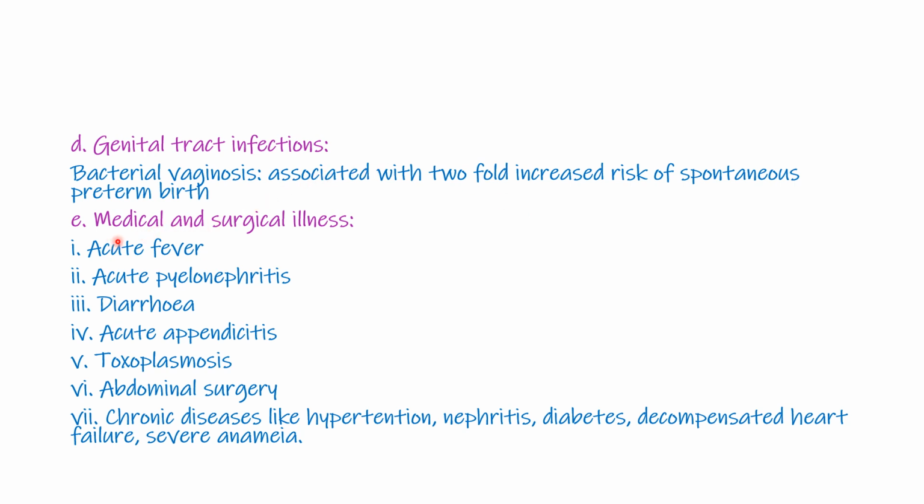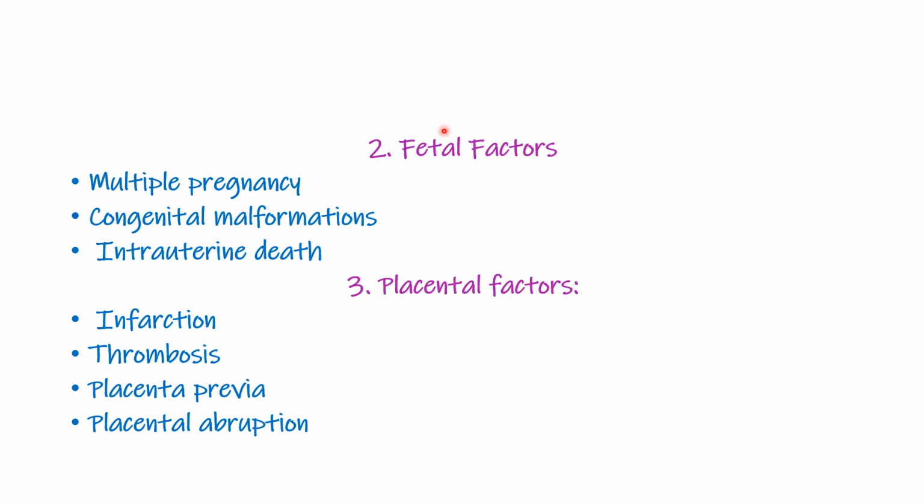In addition to that, medical and surgical illnesses. Remember when we said inflammation is one of the pathways that usually causes preterm labor, and systemic infection therefore predisposes one to having preterm labor. So that's what we will talk about here: acute fever, acute pyelonephritis, diarrhea, acute appendicitis, toxoplasmosis, abdominal surgery, chronic diseases such as hypertension, nephritis, diabetes, decompensated heart failure, and severe anemia. The fetal factors are when you have multiple pregnancies, as we mentioned before, or the fetus has congenital malformation and intrauterine death.